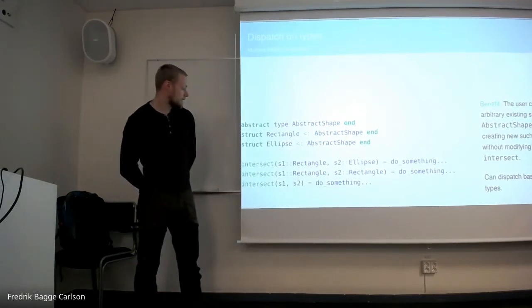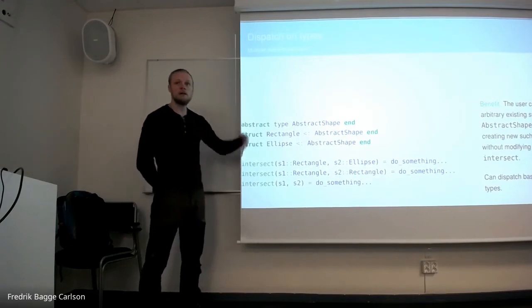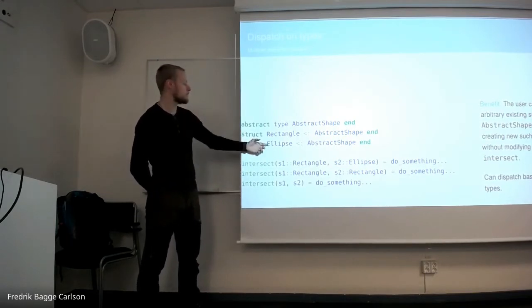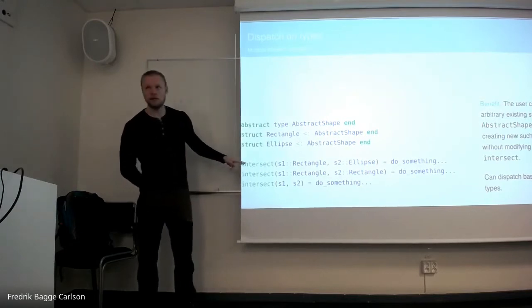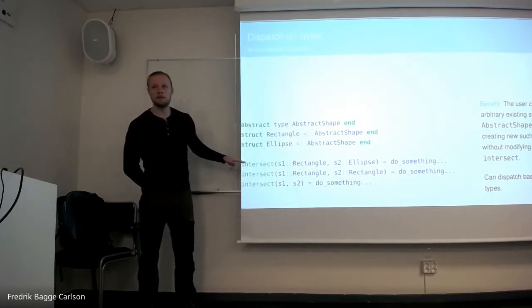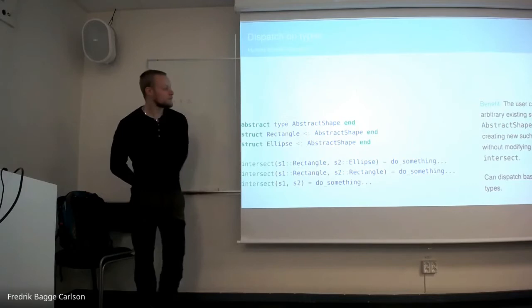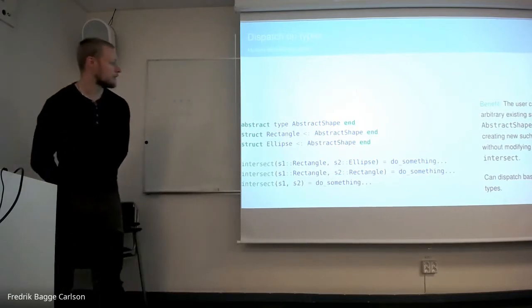And the nice thing here is that if you come in your own code and you introduce now a circle, you can easily add such a method in your code that implements how to intersect a rectangle and a circle. So you don't need to modify any existing code. And that's one of the main benefits of making use of this.